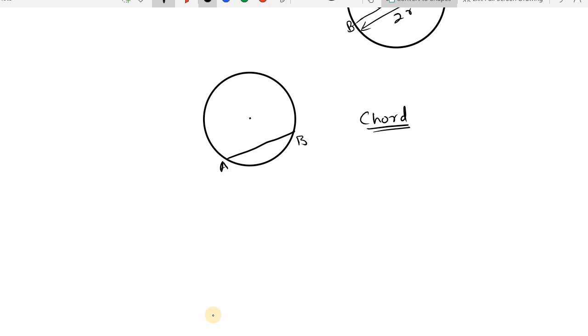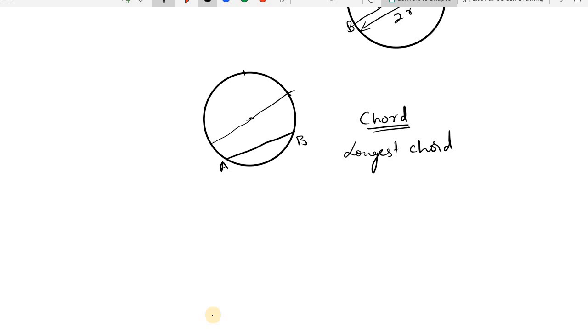So the longest chord would be the diameter. The longest chord would be the diameter, that is, which is passing through the center. That would be the longest chord. And now, what is arc?